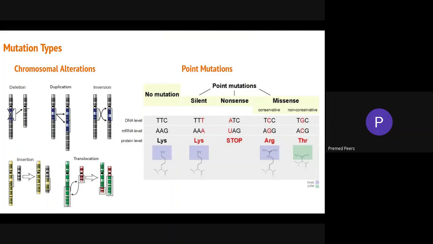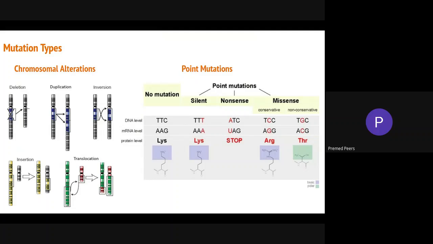Based on its effect, these point mutations can then be placed into other categories: silent, missense, or nonsense. A silent mutation has no effect on the protein product. A missense mutation changes an amino acid in the protein product. A nonsense mutation changes an amino acid codon into a stop codon.